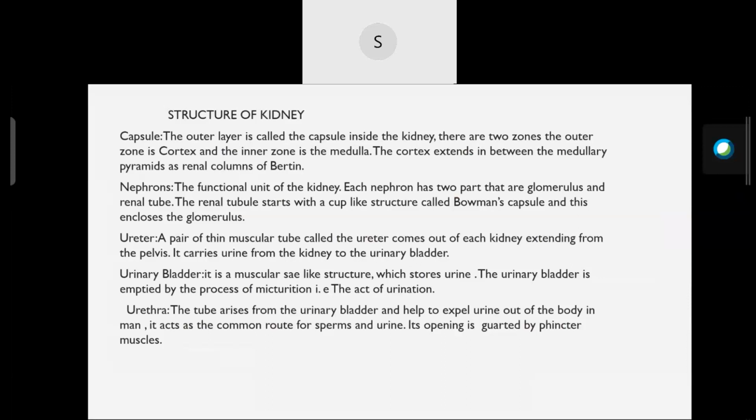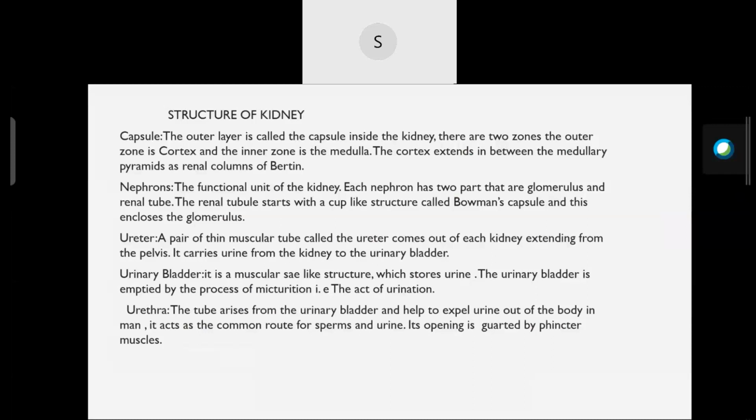Nephron, the functional unit of the kidney. Each nephron has two parts, the glomerulus and the renal tubule. The renal tubule starts with a cup-like structure called Bowman's capsule, which includes the glomerulus. Ureter: a pair of muscular tubes called the ureters comes out of the kidney, extending from the pelvis. It carries urine from the kidney to the urinary bladder.